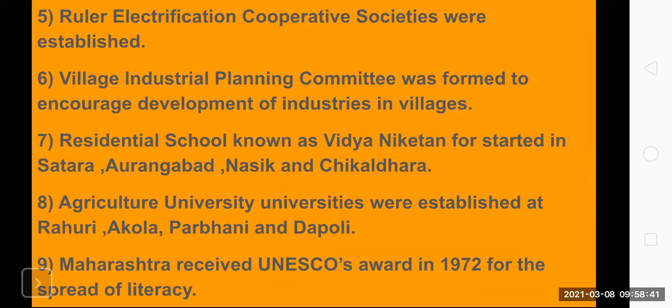Next one, residential schools known as Vidya Niketan were started in Satara, Aurangabad, Nasik and Chikaldara. Next one, agriculture universities were established at Rahuri, Akola, Parbhani and Dapoli. And last one, Maharashtra received UNESCO's award in 1972 for the spread of literacy. So student, there are 9 points. You can write any 6 points for this answer.